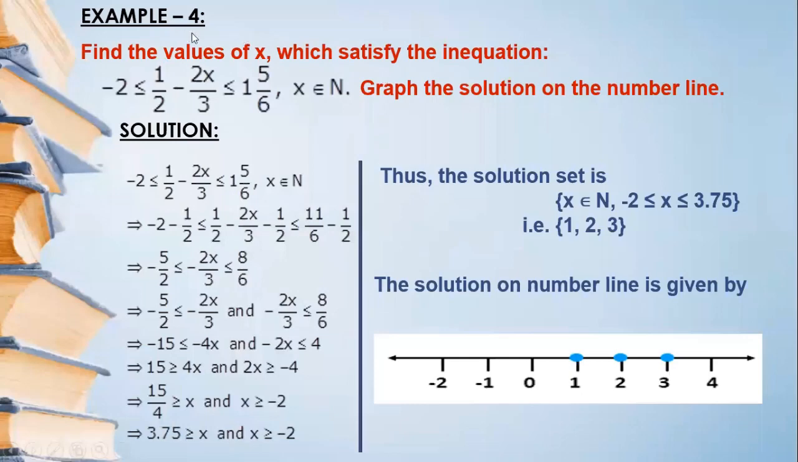Example 4. Find the values of x which satisfy the inequation given, where x belongs to natural numbers. Graph the solution on the number line. So let us take the given inequation: -2 ≤ 1/2 - 2x/3 ≤ 1 5/6.